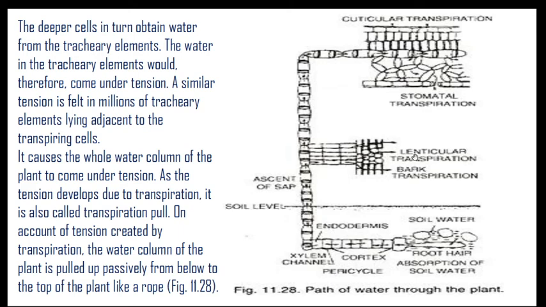Here are the lenticels, or small openings present on the bark, which are small pores that show transpiration. Then here is the leaf, which shows cuticular transpiration. This is the upper epidermis, these are the palisade cells, and this is the xylem tissue. Below that, here is the spongy mesophyll, and here is stomatal transpiration.